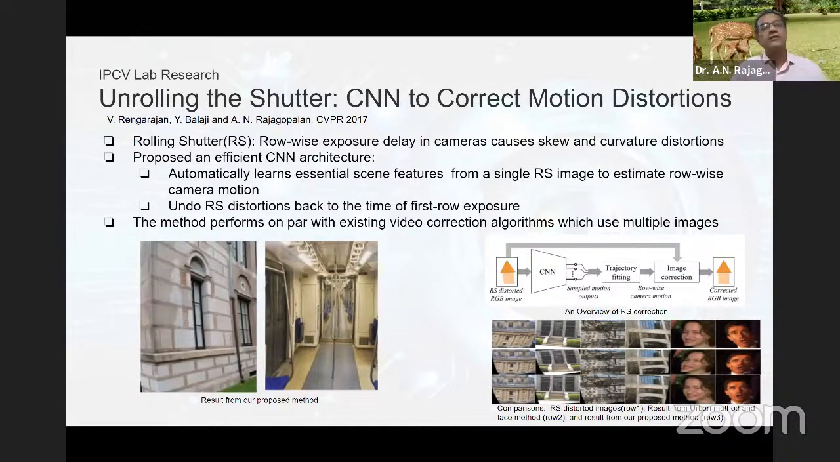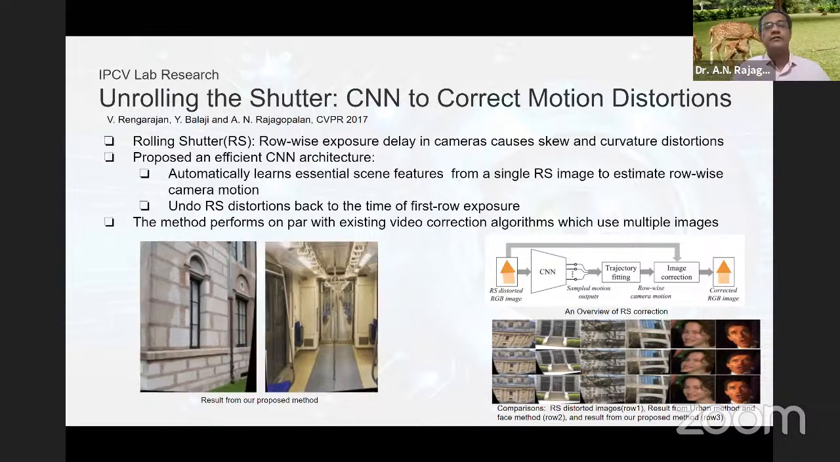So what the first row sees is probably not the same as what the last row sees in terms of the camera motion. And this really matters when the camera motion is fast enough, or if there is an object which is moving fast enough, as opposed to the shutter time and so on. So here, what we actually did was, one of the things that you really need is to be able to get a rectified image.